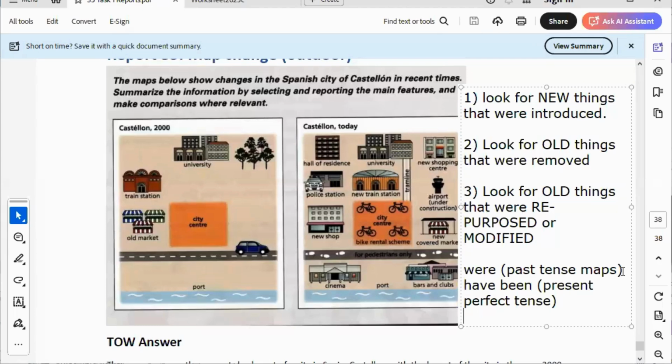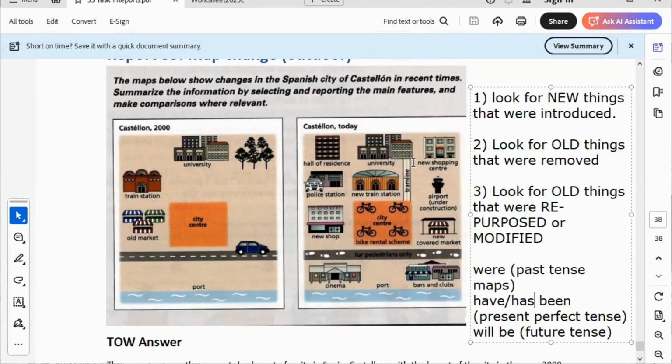Okay, and then we have future tense. That's "will be". Future tense, not future perfect, future tense. Those are the 3 tenses possible for map reports. So for this report that we have today, the tense to use is going to be "have been". Okay, either you say "have been" or you say "has been". Let me construct a sentence, for example, and then we're going to look at the map.